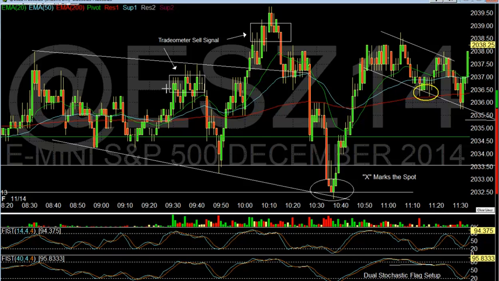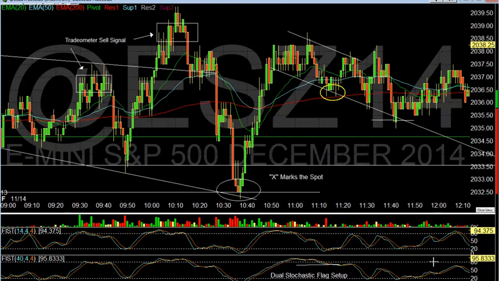So here's a tradeometer overbought level or sell signal. Here's another tradeometer sell signal. This was an X marks the spot signal, and actually we're talking, I saw everyone was trading this level today. It was a great level to be in.